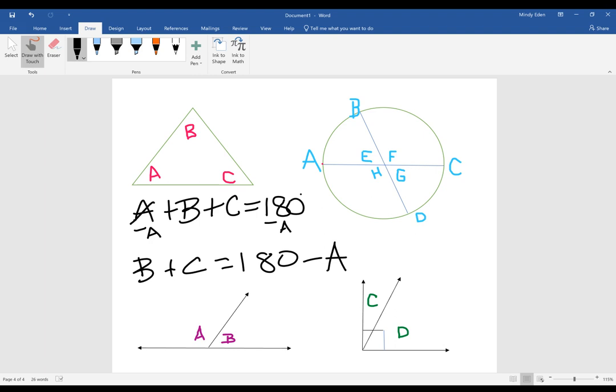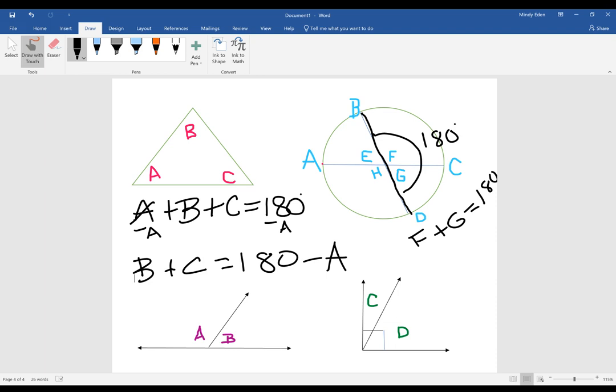All right, on the circle, it's going to tell us that BD is a diameter. So BD, I'm going to show you right here, is a diameter. So a diameter, since it's half a circle, that means that those two angles have to equal 180 degrees. And then they can also tell you, so like one equation could be F plus G equals 180.